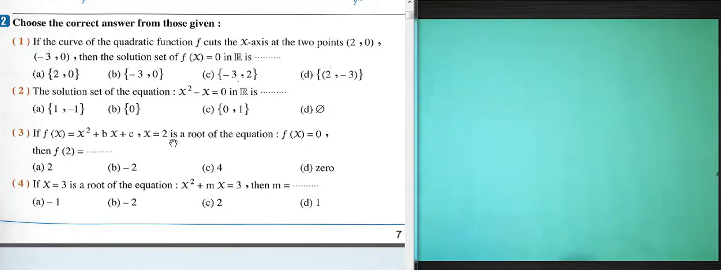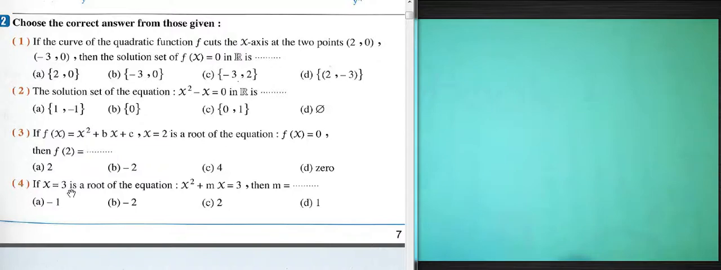If x equals 2 is the root of the equation such that f of x equals 0, then f of 2 equals 0. Because x equals 2 is the root of the equation, you must put 2 here. We cancel x and write 2. So f of 2 equals 0. So we will choose letter D. Okay. Question 4.